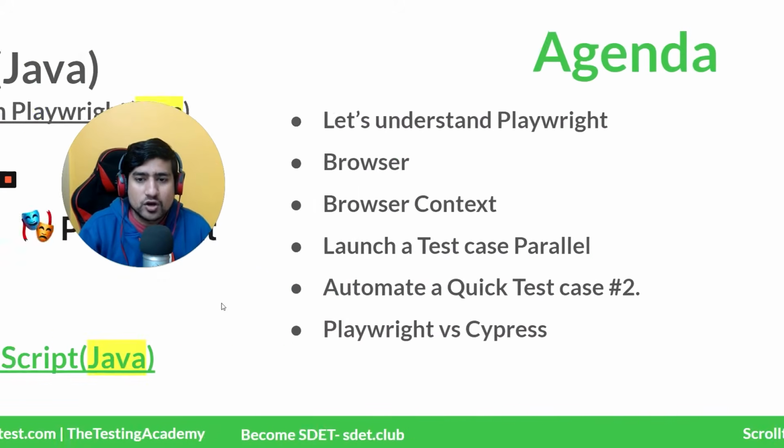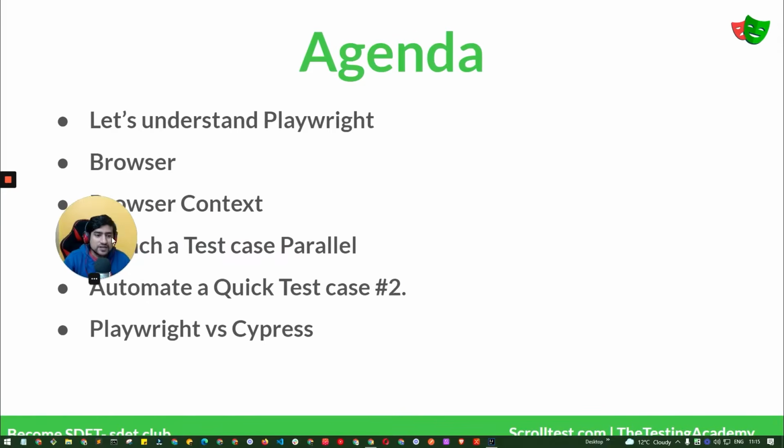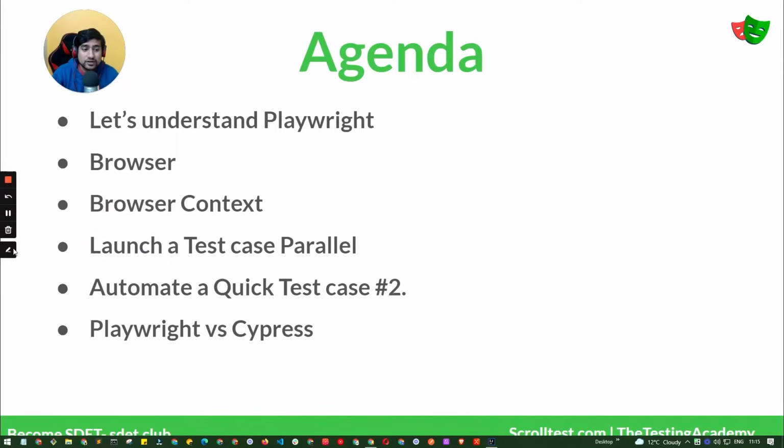Alright, awesome. So the agenda is very simple, guys. We will understand the code that we have written in Playwright, and we'll understand what a browser context is. Launching in parallel we will see in the next video. Here, the similar code that you have written, you can run parallelly also on different browsers. We'll see that in the next one.